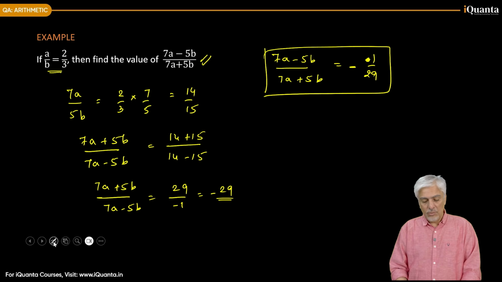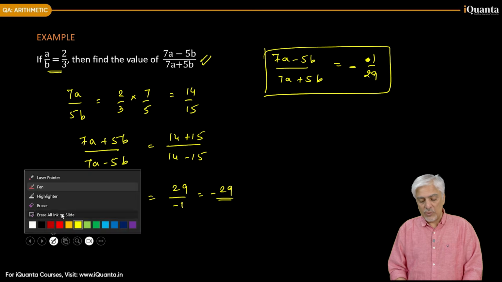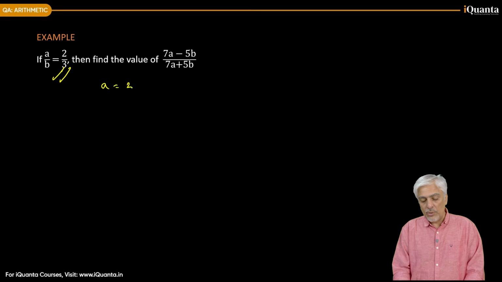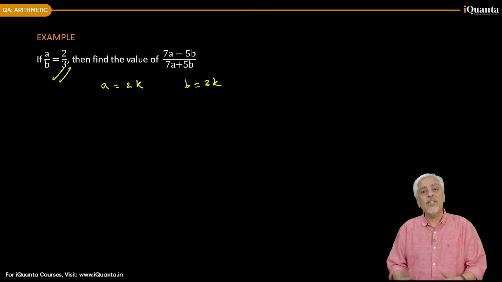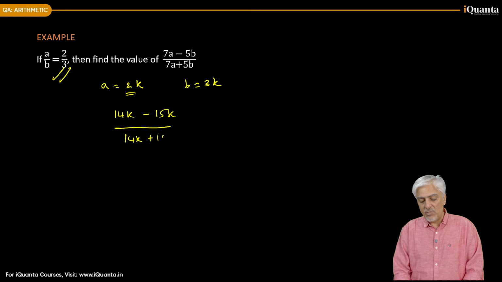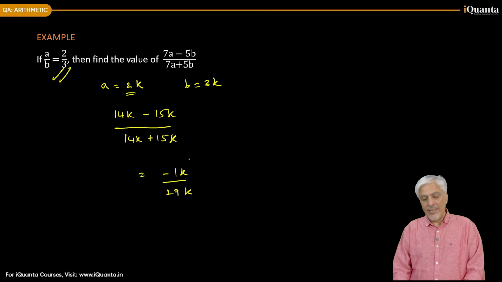Okay. So finally, if you've seen the previous video on ratio, when I say a upon b is 2 upon 3, it simply is a ratio: a is to b as 2 is to 3. I can take a is equal to 2k and b is equal to 3k, and just put it in the question. So 7a will become 14k, minus 5b will become negative 15k, upon 7a will be 14k plus 15k. We'll get minus 1k upon 29k.